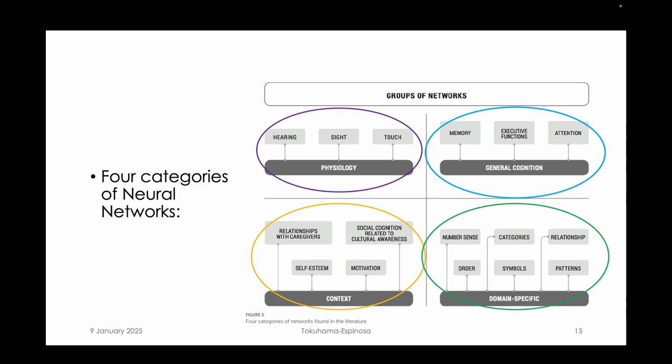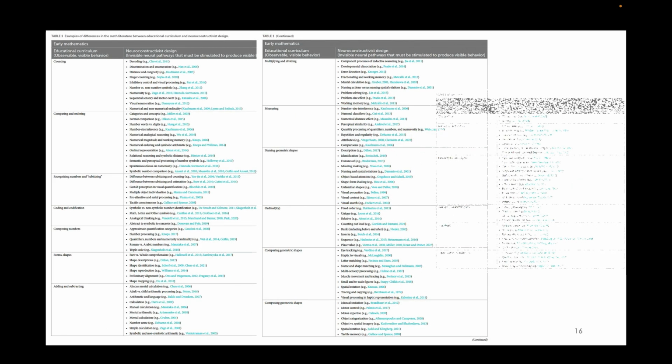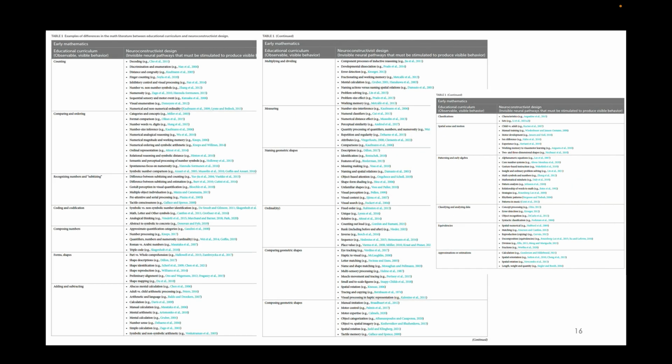And in the article, if you take the time to look at it, these are all hyperlinked to some of the studies that have to do with some of these early networks that need to be formed. For example, when a child is learning to count or comparing and ordering or reorganizing or coding information or looking at forms or design or terms of magnitude or measurement or ordinality, all of these things are different, although sometimes overlapping neural networks in the brain.